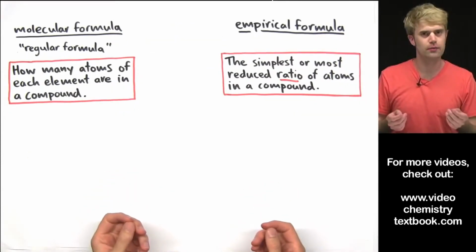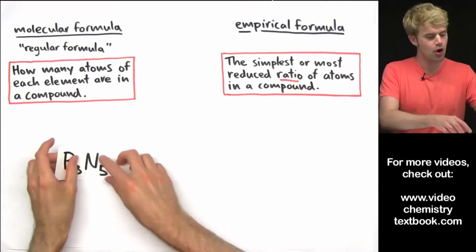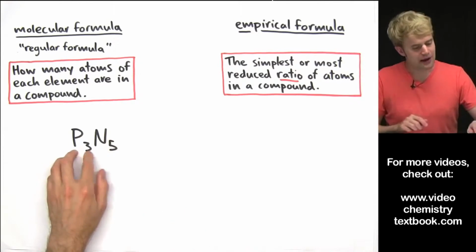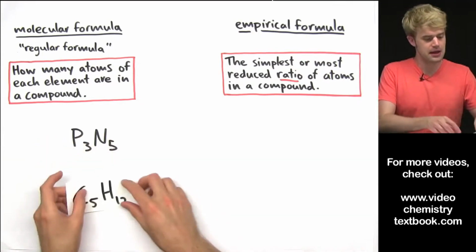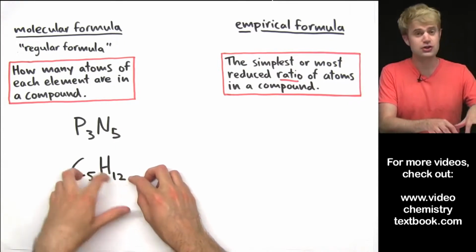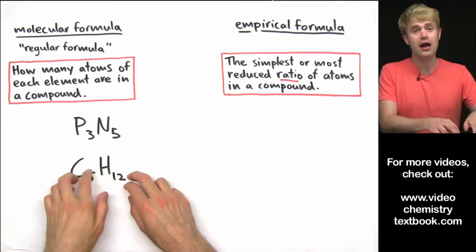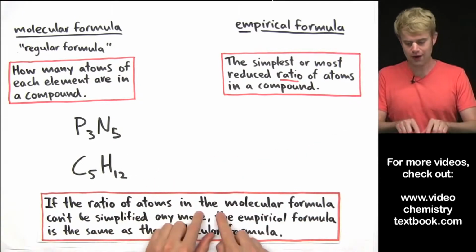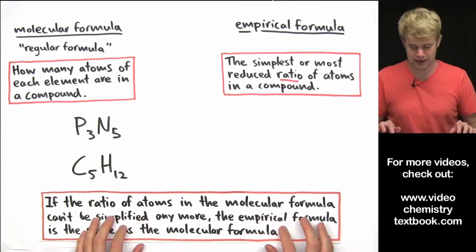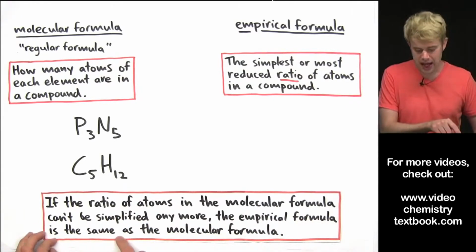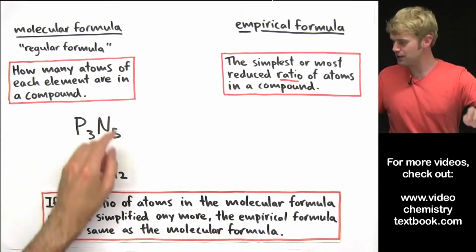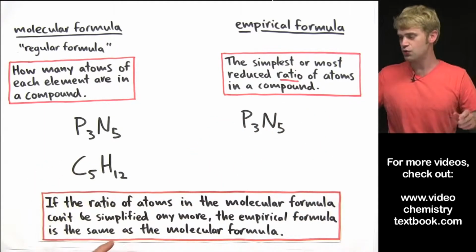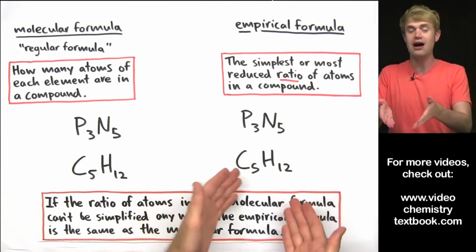With some molecular formulas, you just can't simplify them anymore. For example, P3N5. Okay? There's no number that we can divide both of these by to simplify it further. The same is true for C5H12. There's nothing we can divide both 5 and 12 by. When this happens, we keep this in mind, that if the ratio of atoms in the molecular formula can't be simplified anymore, the empirical formula is the same as the molecular formula. So for P3N5, its empirical formula is P3N5. And for C5H12, its empirical formula is just C5H12.